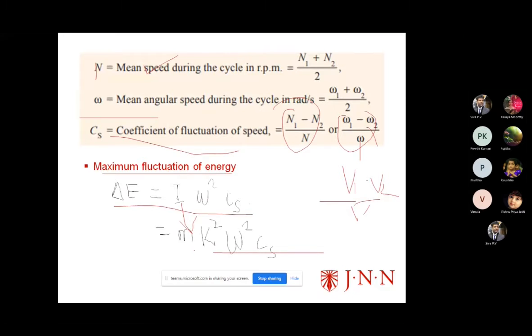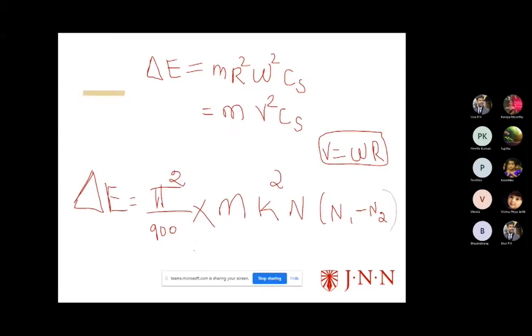Instead of k, the radius of gyration, r will be substituted, that is the radius of the flywheel ring. So delta E equals m r square omega square Cs. Now v equals omega r, so r omega means v. Both are squared, so that gives v square.